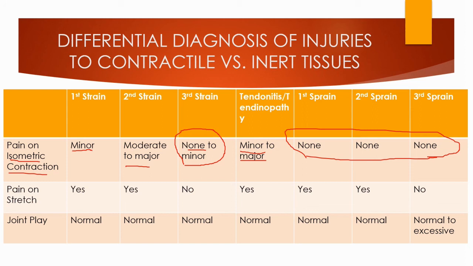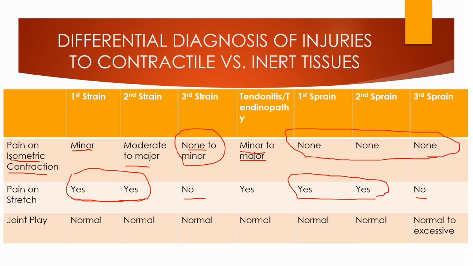Now, because the contractile and non-contractile structures are sensitive to stretch, we're going to see pain on passive stretch of the first and second degree strain injuries. We're going to see pain on passive stretch of the first and second degree sprain injuries. But because the third degree strain and the third degree sprain injuries involve complete rupture, there will be no pain, because with complete rupture, there is no loading and no stretching strain imparted on the muscle or the ligament structure.